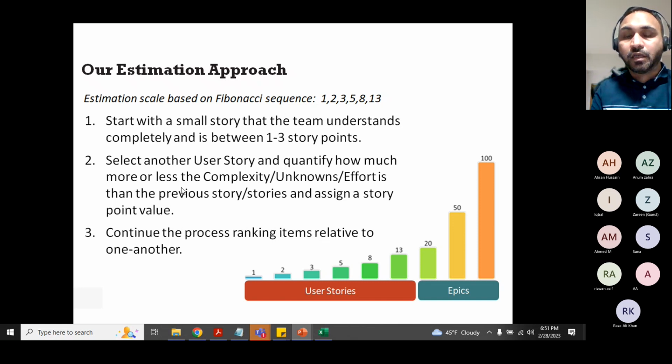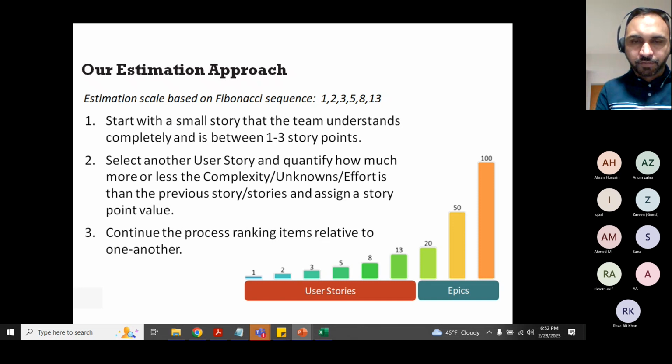As you can see in Fibonacci series, start with the smallest story that the team understands completely and is between 1 to 3 story points. For example, if this story is brought up to the team's attention during a refinement call, right? That's where we do backlog refinement and backlog grooming calls. This is our second phase. Our next, second stage of the grooming call.